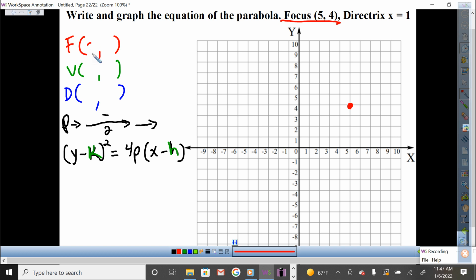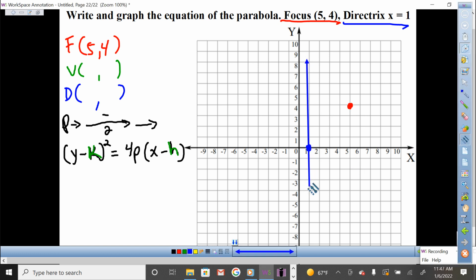I'm going to write it here. Directrix is at x equals 1. X equals 1 is right here. There's a line going straight through there. That means it's a vertical line. You're like, oh, snap, Mr. Q. Yep.